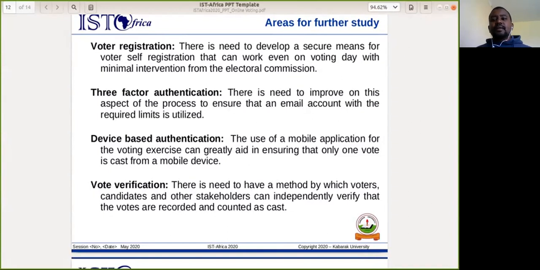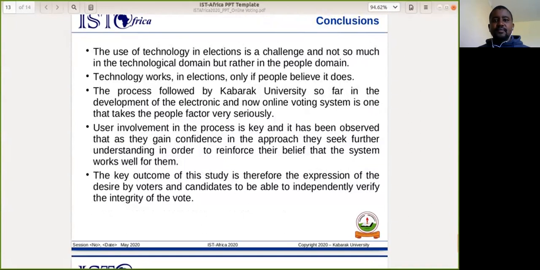How can we give the end user, the voter in this case, the ability to confirm that their vote has been stored and counted as cast? So in conclusion, we have established that the use of technology in elections is a challenge, yes, but it is not so much a technological challenge as a people challenge. Technology works, but if people don't think it works, then it doesn't work for them. If they don't trust it, then they won't use it, they won't accept its outcome. So trust is a major issue when it comes to using technology in an elections process.